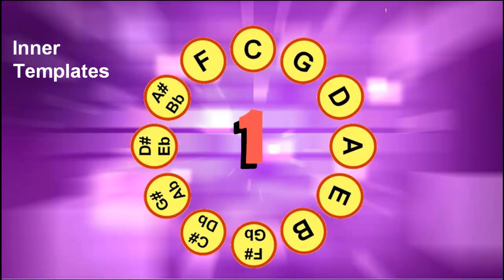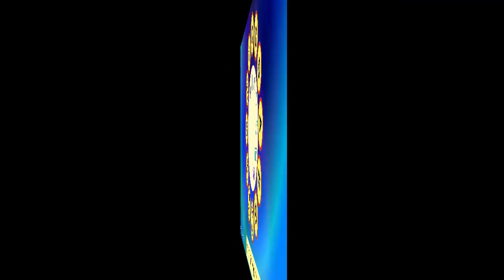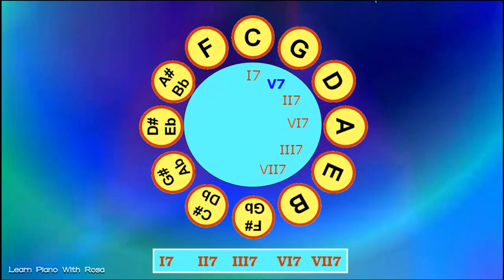The circle of fifth, Level 1, I show you how to make inner templates. You can use this to your circle to find the 7 diatonic chords to all 12 keys. You can also use this secondary dominant templates to find all the secondary dominants in all 12 keys.